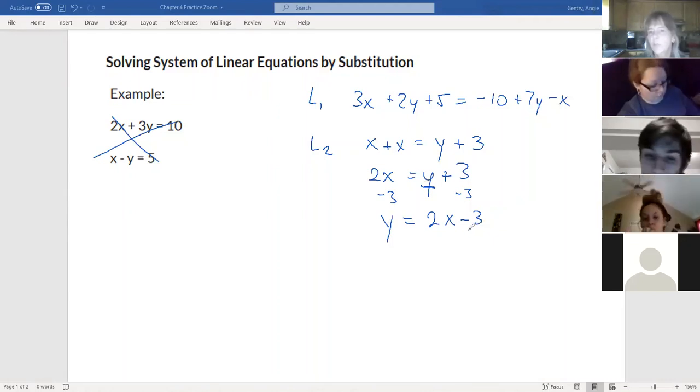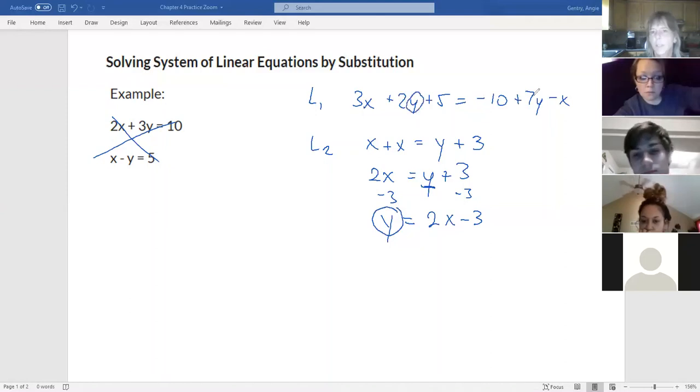So if y is 2x minus 3, you're better off not fiddling with line 1 and moving stuff around, you're better off just bringing this y into these places. So we're going to replace those y's with this piece. That's called substitution, yes? So let's try that.